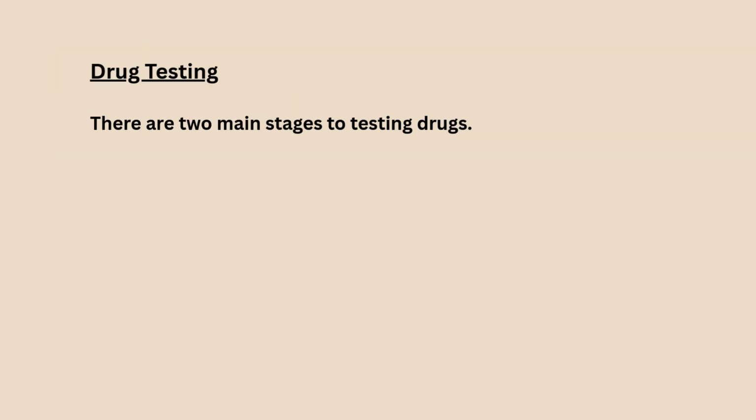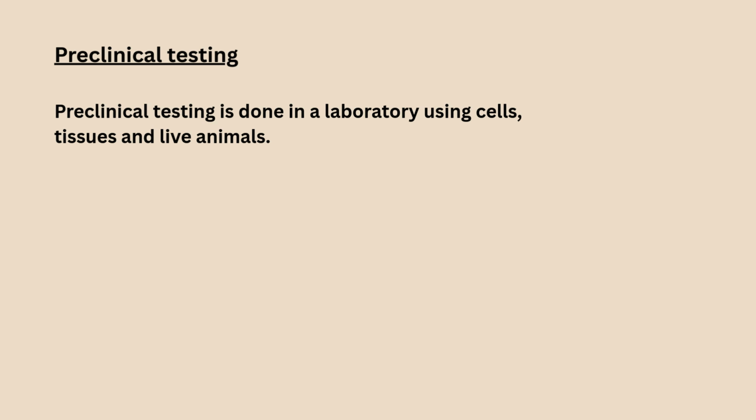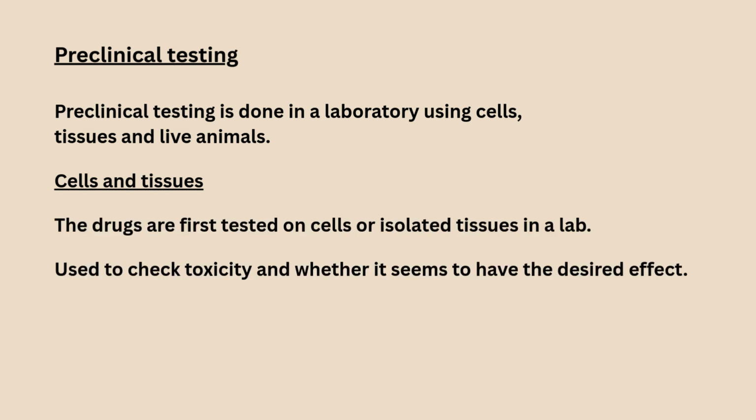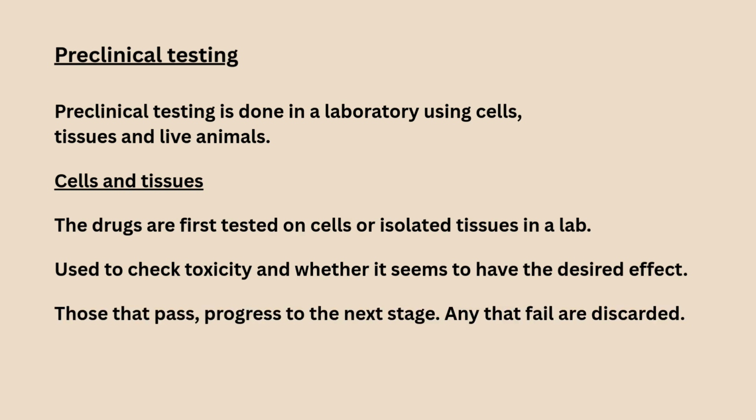Drug testing. There are two main stages to testing drugs. The first stage is preclinical testing, and the second stage is clinical trials. Preclinical testing is done in a laboratory using cells, tissues, and live animals. For cells and tissues, the drugs are first tested on cells or isolated tissues in a lab, used to check toxicity and whether it seems to have the desired effect. Those that pass progress to the next stage, any that fail are discarded.